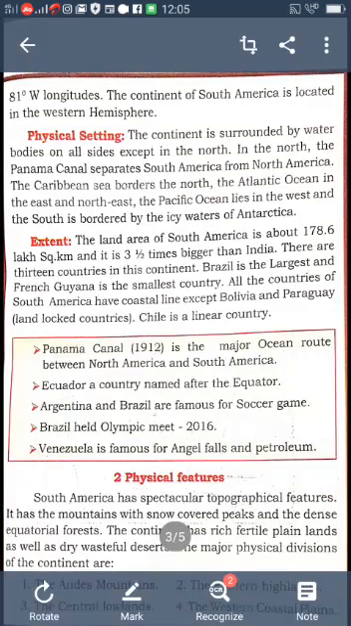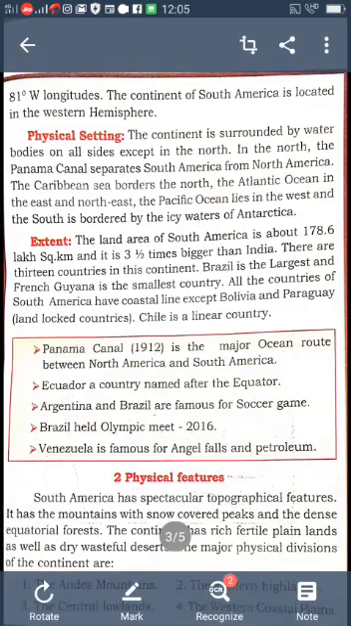So which canal separates South America and North America? Panama Canal. What is on the north side? Caribbean Sea. In the east, Atlantic Ocean. In the northeast, and the Pacific Ocean in the west. And in the south it is the icy water of Antarctica.